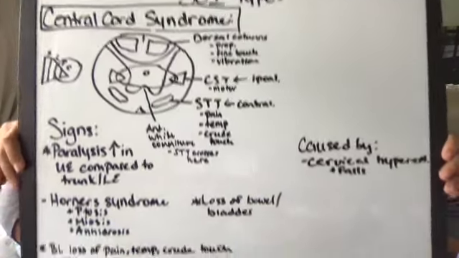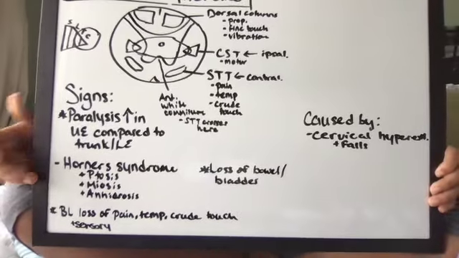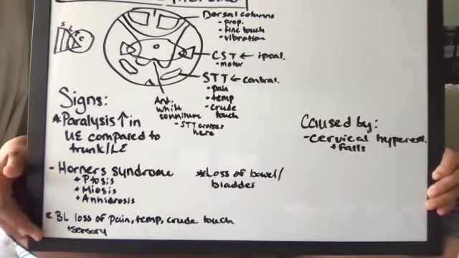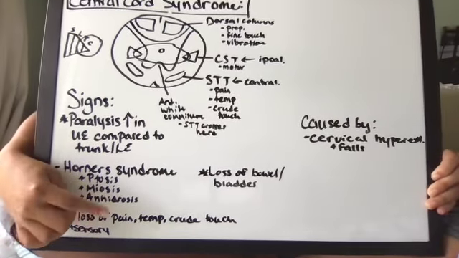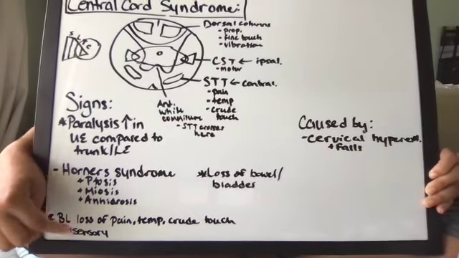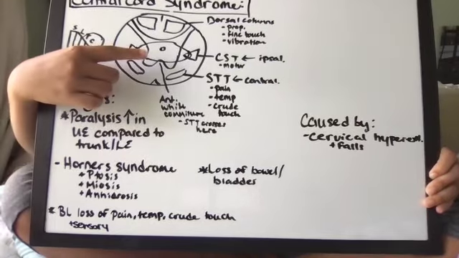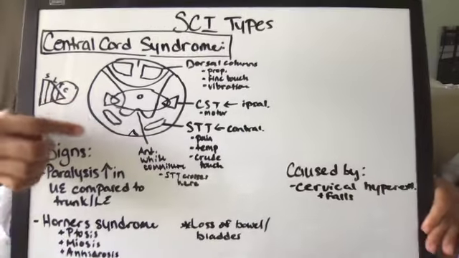Oftentimes you'll see this written as sensory loss below the level of the injury. So if you see sensory loss, you're thinking pain, temperature, crude touch, because that's the spinothalamic tract that crosses where the injury is.